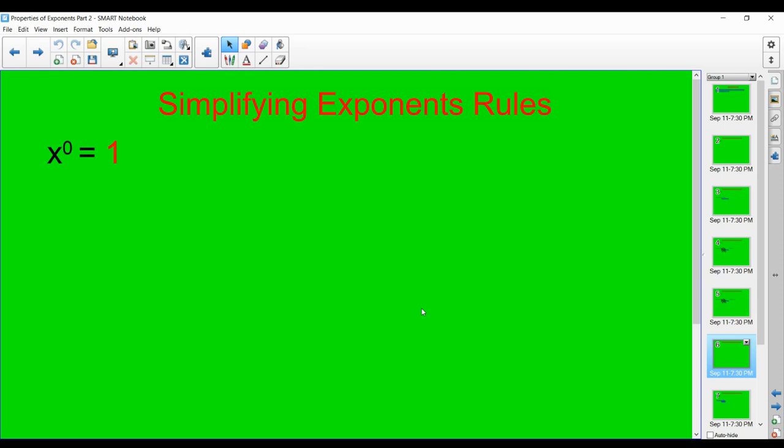Now, you can test this out with your calculator. You can take any number and raise it to the 0 power and get 1. Now let's see why that works.